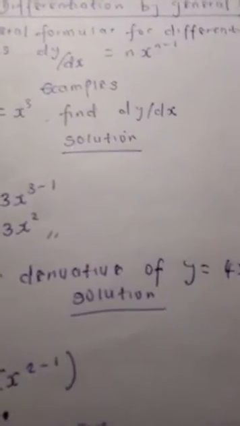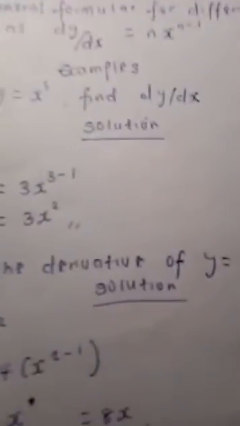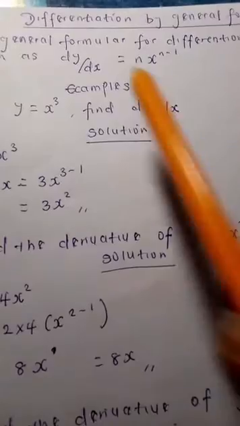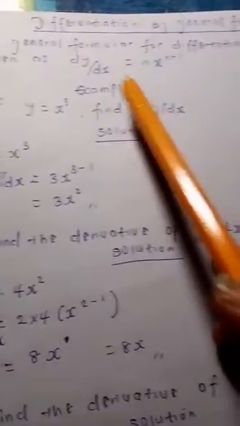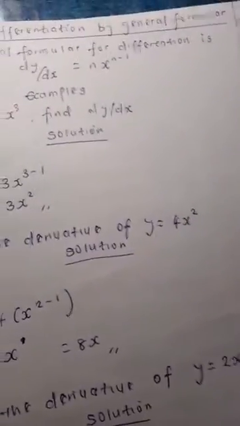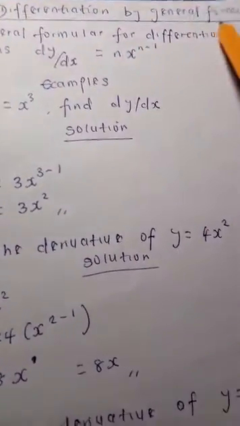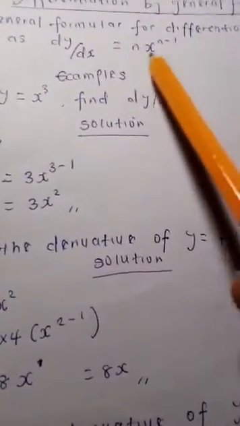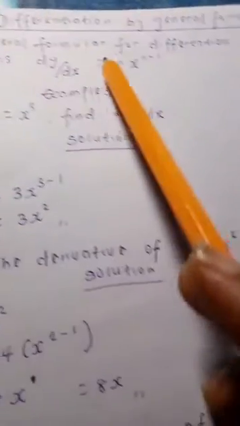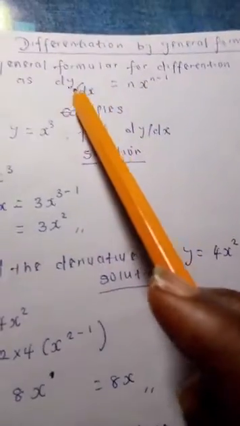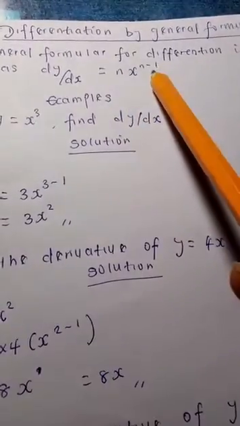Okay, welcome back, class. Today we'll continue from differentiation, but here we're going to make use of the formula. Last time we did it from first principle, but now we're going to be differentiating with the formula. The formula is easier than first principle. The general formula for differentiation is dy/dx equals nx^(n-1).